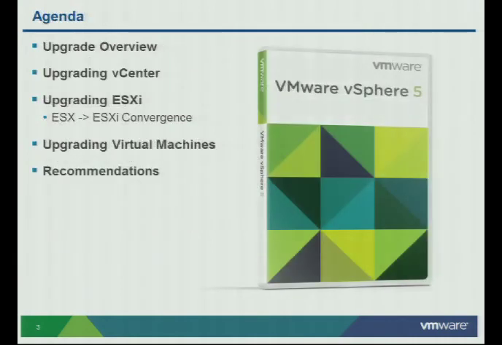So here's our agenda. I'm going to go over a quick overview of the upgrade process, and then we'll actually get into upgrading a little bit on vCenter, and then we'll talk about upgrading the ESX host, and then we'll get into upgrading the virtual machines. So that includes tools and virtual hardware, and then we'll also get into some recommendations. Now, one of the things I'm going to focus on here is with 5.1 being released, and what are the changes, what's new in 5.1, and what are the things you want to be aware of when you make the move.